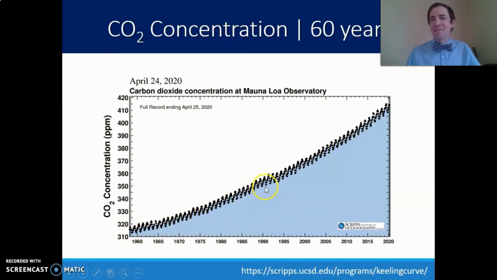This kind of stair-step razor blade sort of pattern, jagged edge. And you can see that over these 60 years, the parts per million have risen from 320 or 315 all the way up to that 415. We have increased about 100 parts per million. That is a significant amount.